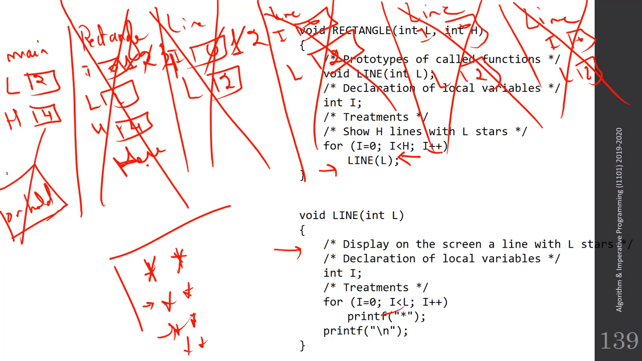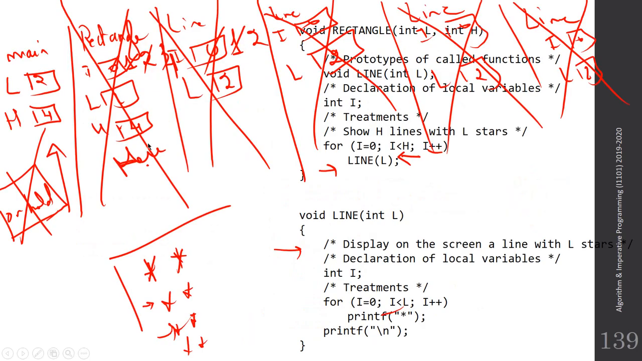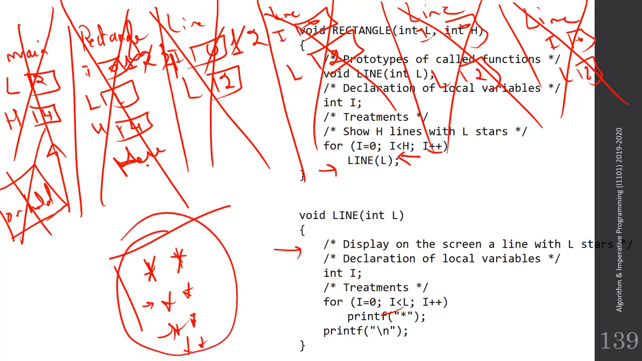Now I can proceed with the function main. If you remember, in main, the last instruction was rectangle. Now I have finished executing the rectangle, so I have finished executing the main. And whenever we finish executing the main, the program finishes, and on the screen we will see this pattern. So this is the memory state.